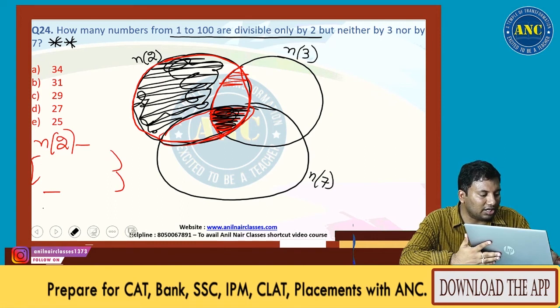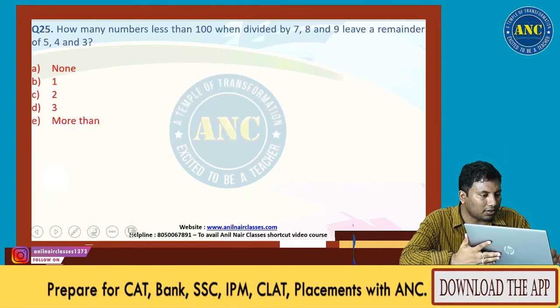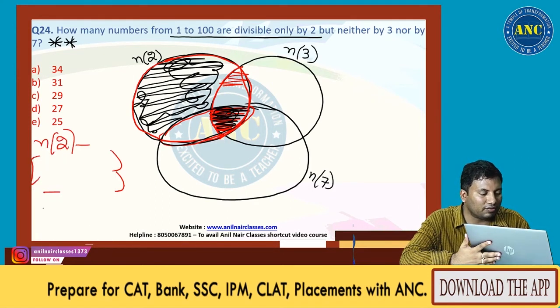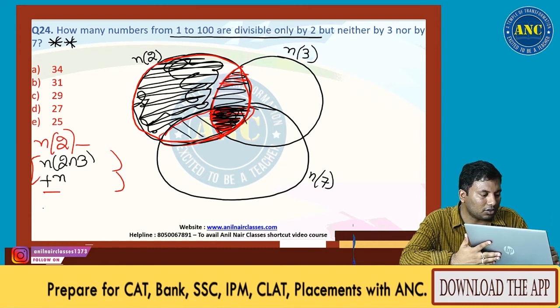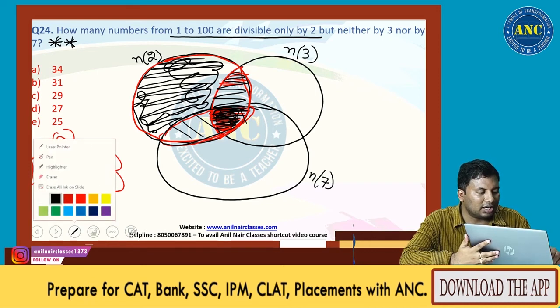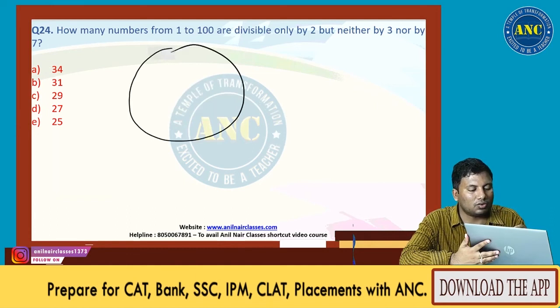Just another calculation intensive question. N of 2, we did it. Now, first thing what I am doing is, I am eliminating this common region. What is the common region? Common region is n of 2 intersection 3. This I am eliminating. Next I am eliminating this region, n of 2 intersection 7. In that one, there is a region which is common. I think why to write this as a thing, we will try to solve it.